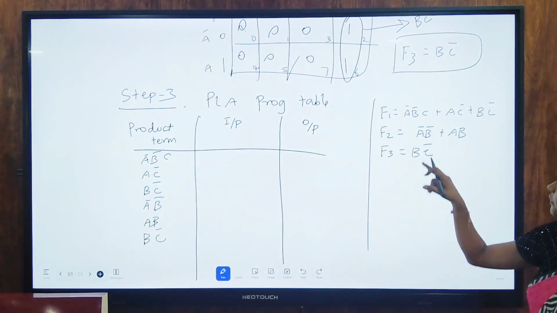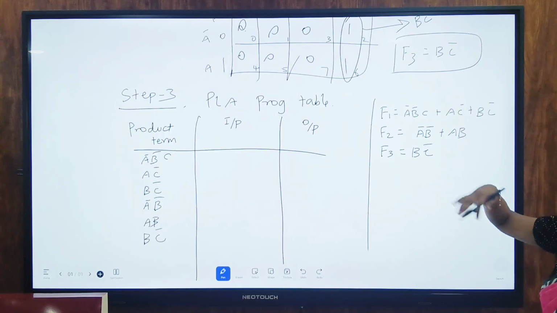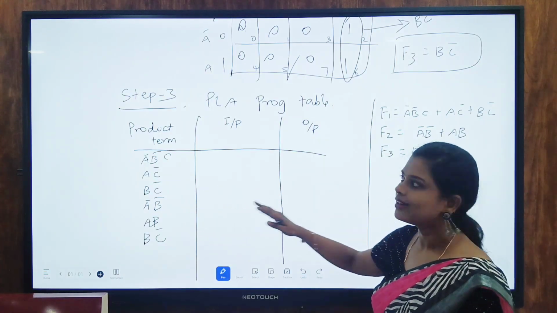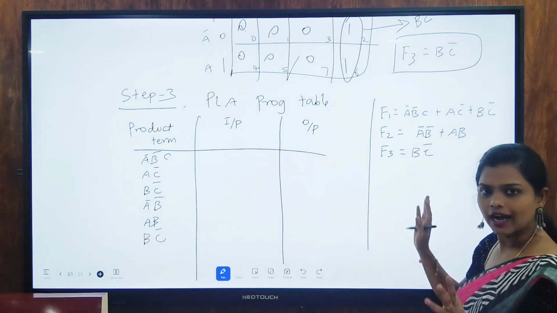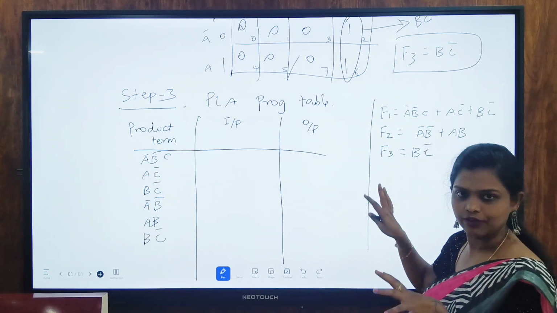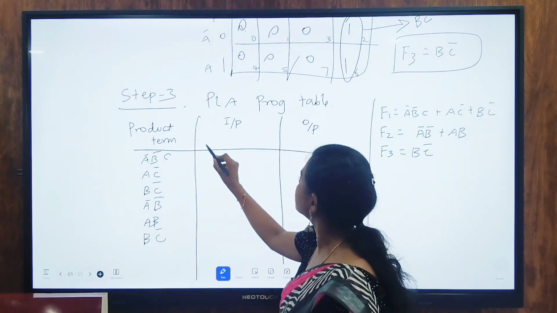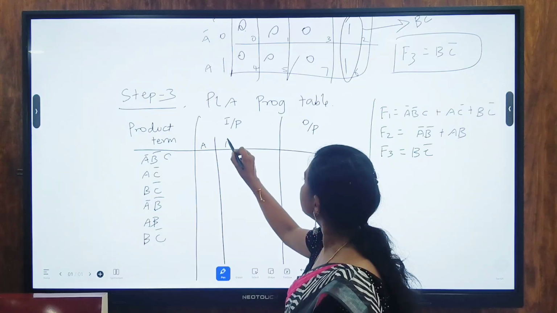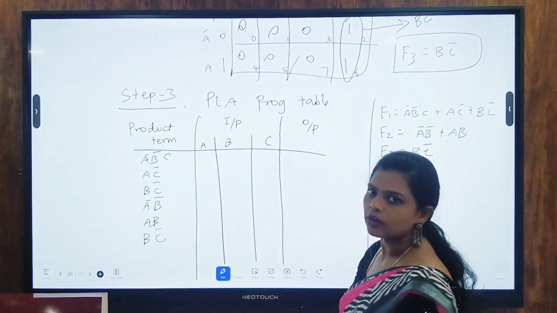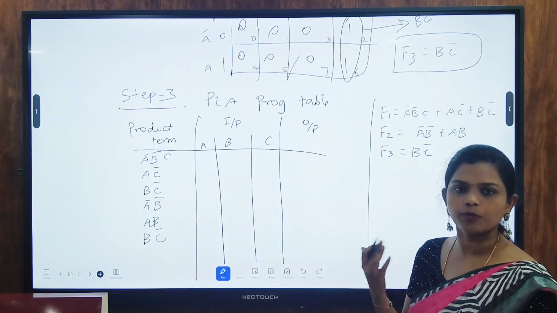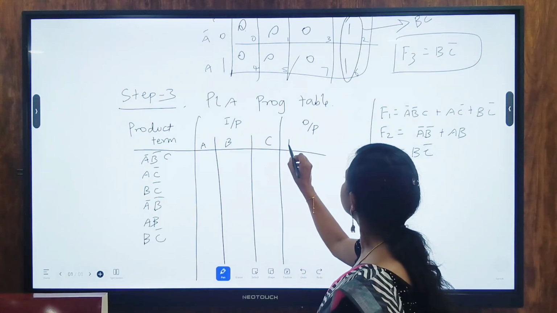Suppose this A bar, B bar, C or any product term is repeated again in any other function, we can write it only once. We can skip or ignore it. Since here there is no repetition, I wrote all the product terms which are mentioned in F1, F2 and F3. Then input. What are the input variables we mentioned here? A, B, C. So what is the output variable? They mentioned F1, F2, F3 in the function. Those are the output variables. So I am going to mention it here.